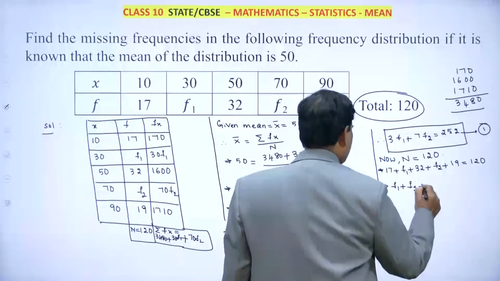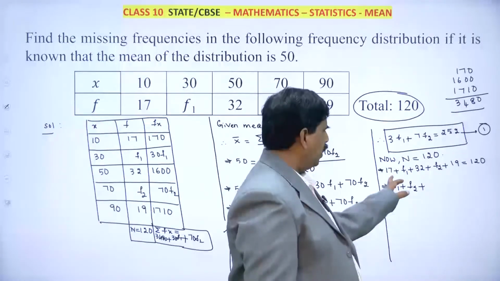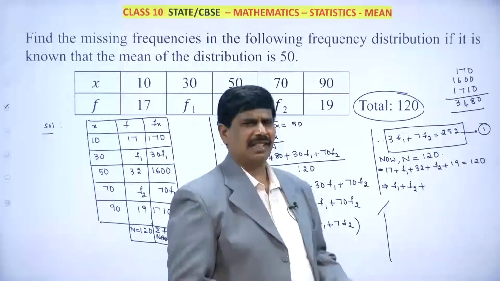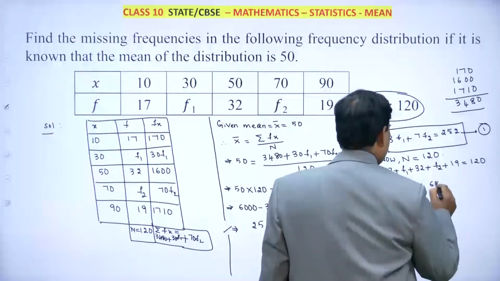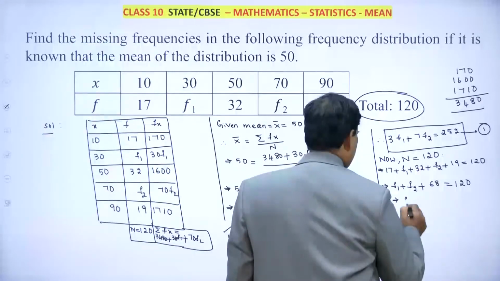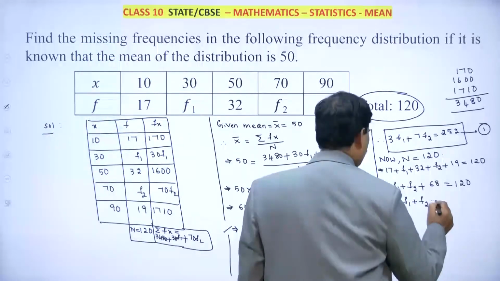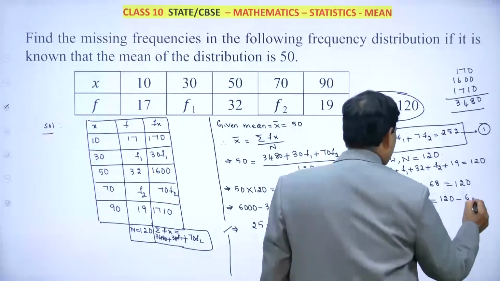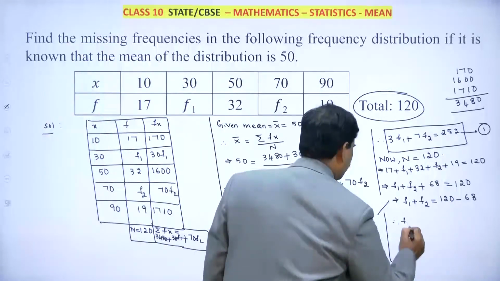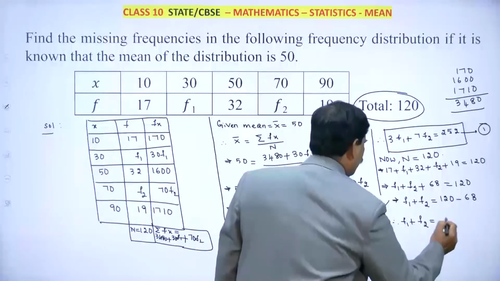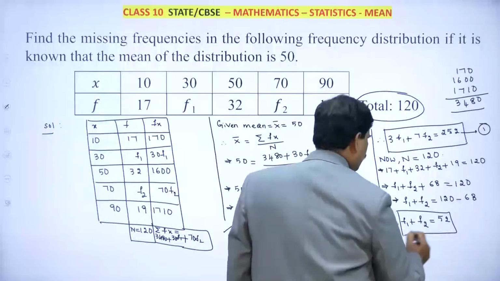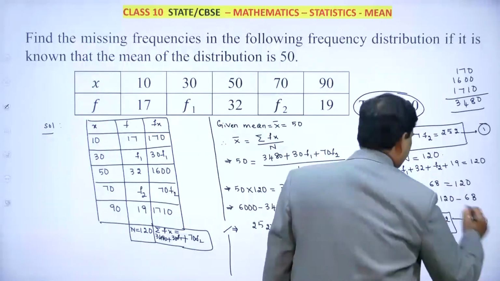So now this will be f1 plus f2 plus, you add, children, now 17 plus 32, 49. 49 plus 19, 68 is equal to 120. Now take this 68 to the other side, children. So it is f1 plus f2 equal to 120 minus 68, which gives 52. So we got the second equation, children.